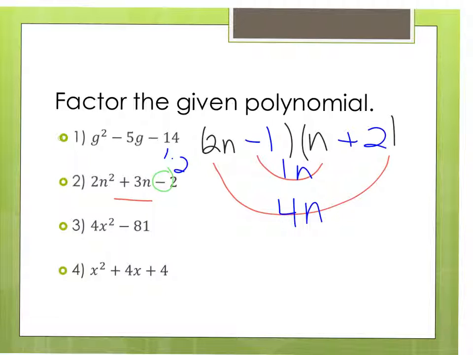And why is that? Why should that be how they're ordered? Because what that does, it gives me a positive 4n and a negative 1. And as you know, 4 minus 1 is 3. So in the end, I know I have 3n, which is my middle term, a positive 3n, and that's how I know that I factored that correctly.